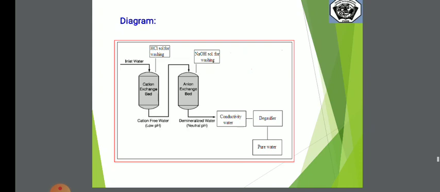Which are the disadvantages? The equipment is very costly, and the chemicals used are expensive. Second, water with high turbidity cannot be used for this method. So this is all about the principle, then resin, then reactions, then the process and plant, along with the advantages and disadvantages of the ion exchange method. I will stop here. Thank you.